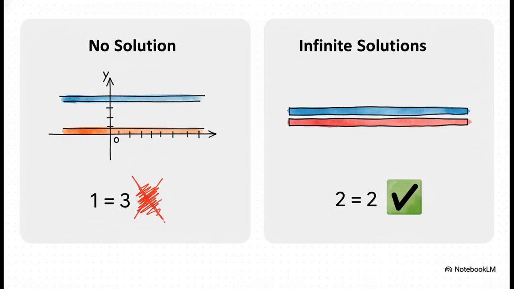When you try to solve this with algebra, you'll end up with something totally nonsensical, like 1 equals 3. That's a huge red flag from the math telling you, hey, there's no solution here. Then on the right, you have the exact opposite, infinite solutions. This happens when your two equations are actually the same line, just in disguise. Algebraically, all your variables cancel out, and you're left with a statement that's just true, like 2 equals 2. That means any point on the line is a solution.